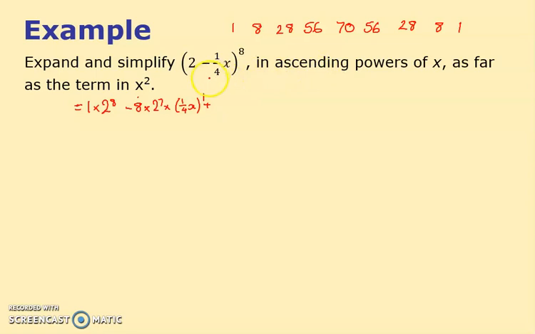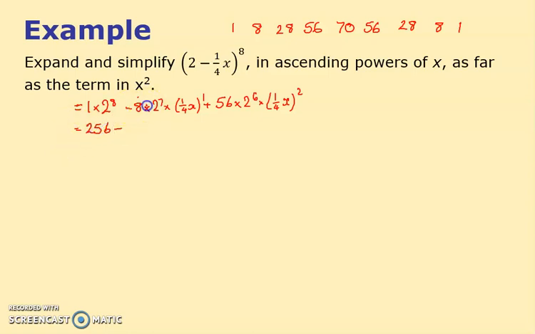It says go up until the x squared term. Well, presumably that would give me an x term. Oh, I think I only need one more of these. Plus 56 times by 2 to the 6 times by a quarter x squared. 2 to the 8. Is that the 256 one? Yep.